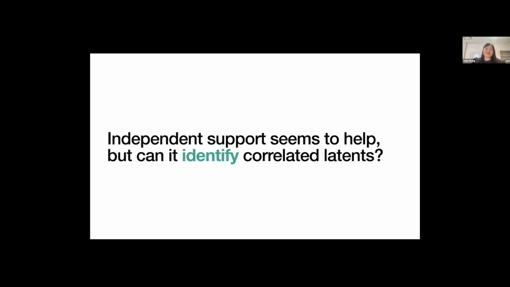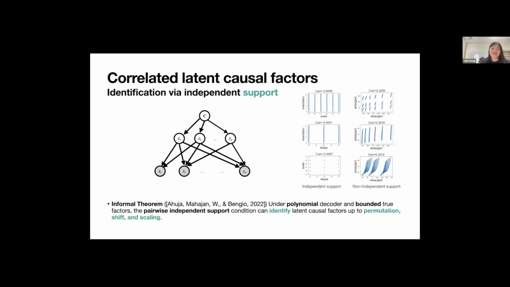Cool. So now we've seen this independent support and it seems to work, but how does it help us with causal representation learning? How can it identify correlated latents? This is a result that serves as a prelude to interventional causal representation learning. If we only have observational data, and under an injective polynomial decoder and bounded true latent causal factors, then pairwise independent support can provably identify latent causal factors up to permutation, shift, and scaling.